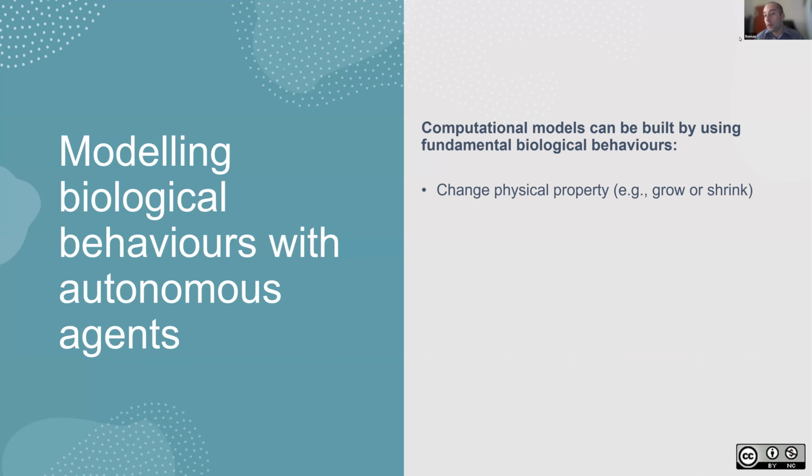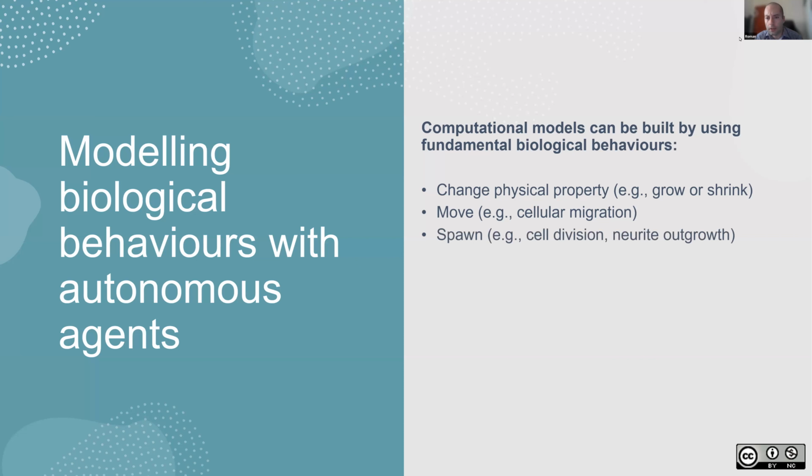So, for example, a cell body could increase its size or shrink its size, or change some other aspects of its physical properties. Or it could move, so it could change its location in three-dimensional space or two-dimensional space. And this could be, for example, cellular migration, which is, of course, a very crucial type of behavior during development, including the development of the brain.